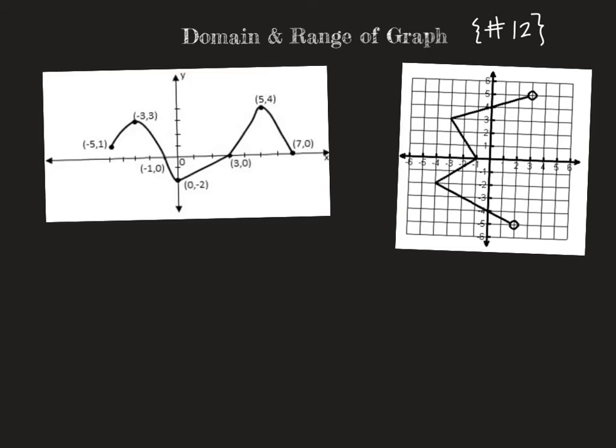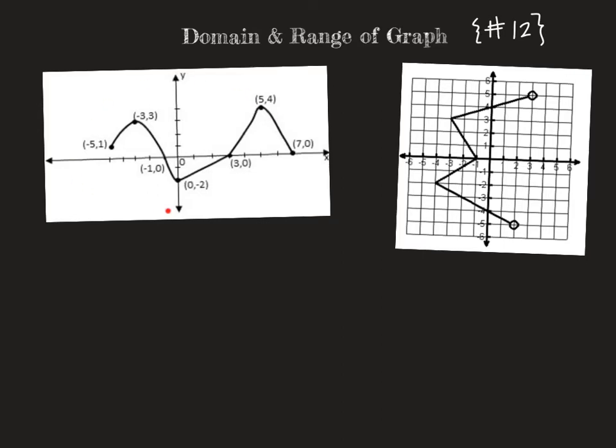Okay, the next problem, number 12, also deals with domain, but it deals with domain and range on a graph. So you do have to be careful when writing in interval notation. When do you have the open parentheses and when do you have closed? The open parentheses means you have an open circle somewhere. And the closed parentheses means you have a closed dot, or you are hitting the actual point, like here.